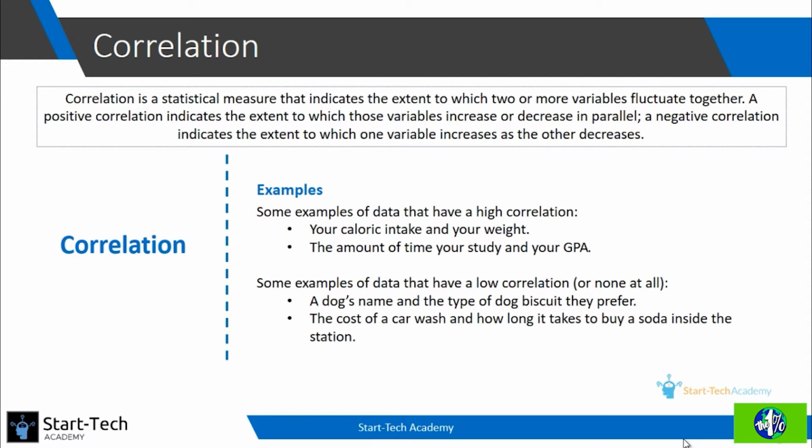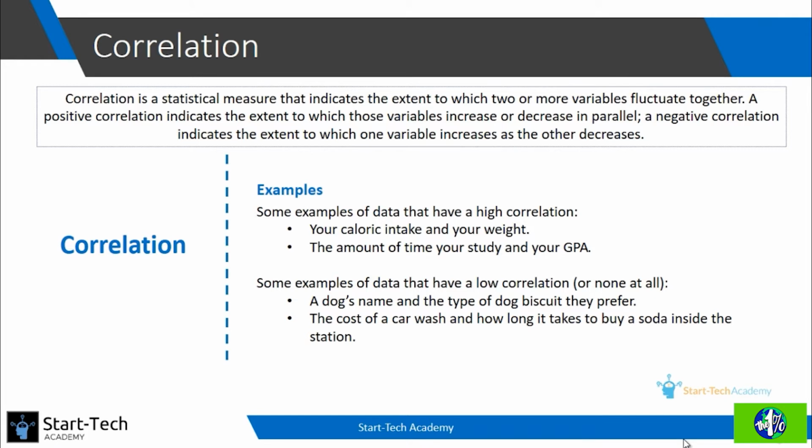For example, if you think logically, there should be a positive correlation between calorie intake and a person's weight. That is, if you increase your calorie intake, you should have more weight, and if you reduce it, you should have less weight. Similarly, the amount of time one studies should impact the GPA of that student. So this means they should have some correlation as well.